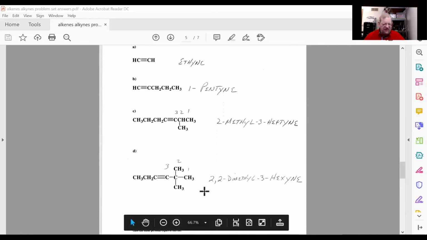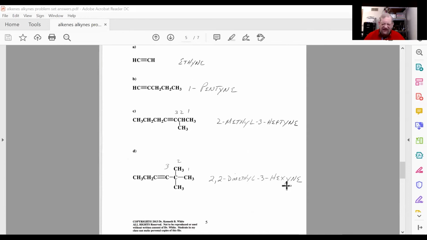And here, what's the longest chain? 1, 2, 3, 4, 5, 6. Hexane, it's a triple bond, hexyne. From this side, 1, 2, 3. Now this side's 1, 2, 3, but you count from the side that also gives the alkyl groups the lower number. So it's still either way, in this case, 3-hexyne. And then I have 2 methyl groups, dimethyl. Remember, whenever you see di, you need 2 numbers, even when they're on the same carbon. So that's 2,2-dimethyl-3-hexyne.